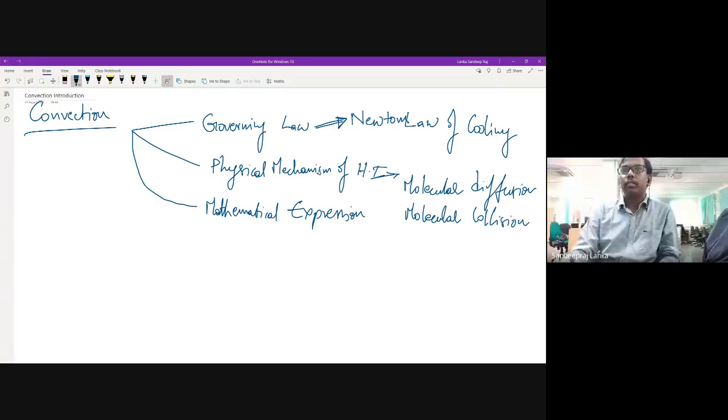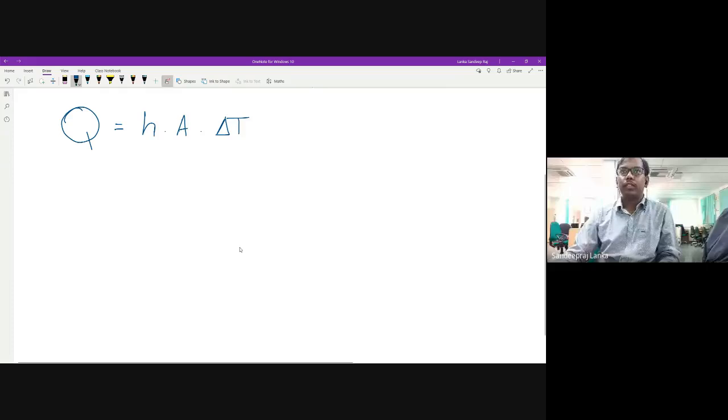Okay. So the physical mechanism of heat transfer is molecular diffusion and molecular collision. And the mathematical expression is Q equals H into A into delta T. So this is the basic story of convection which you have to remember. Let's keep this aside and let me ask a question.